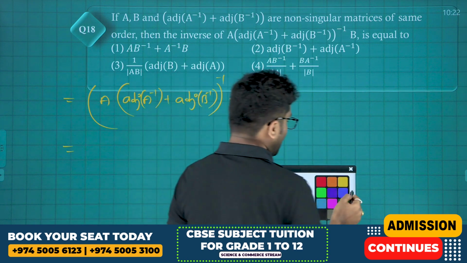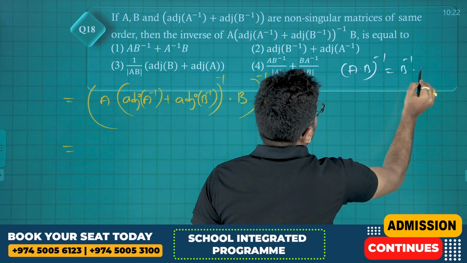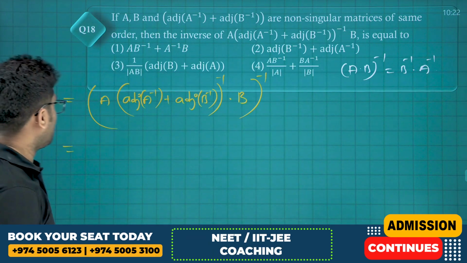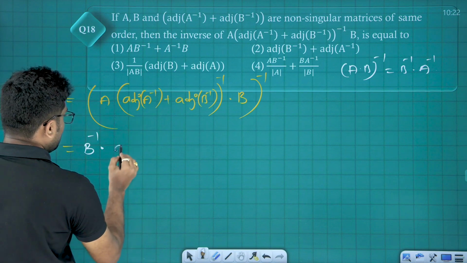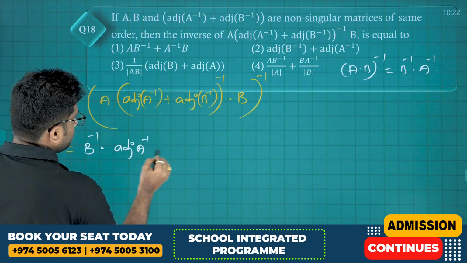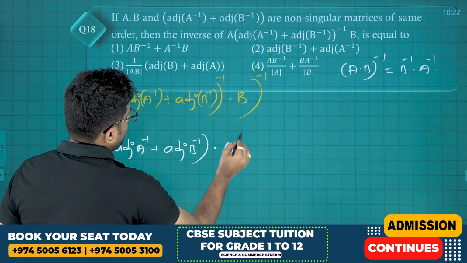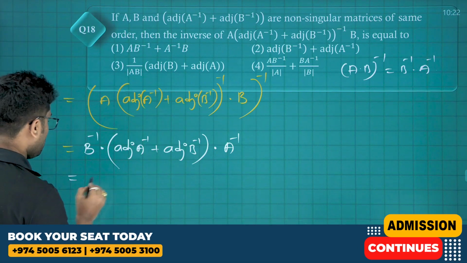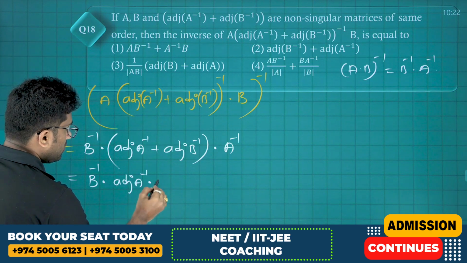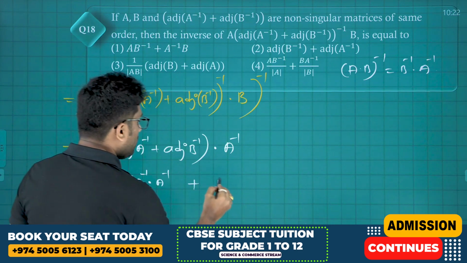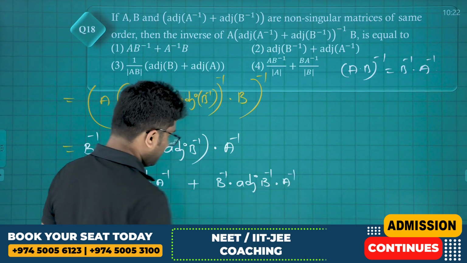Using this property, the inverse of A into B is equal to B inverse into A inverse, that will be in reverse order. So that becomes B inverse into this whole inverse, and the inverse of the inverse is just adjoint of A inverse plus adjoint of B inverse into A inverse. This is the first step. So that now becomes B inverse into, let's separate it, adjoint of A inverse into A inverse plus B inverse into adjoint of B inverse into A inverse.